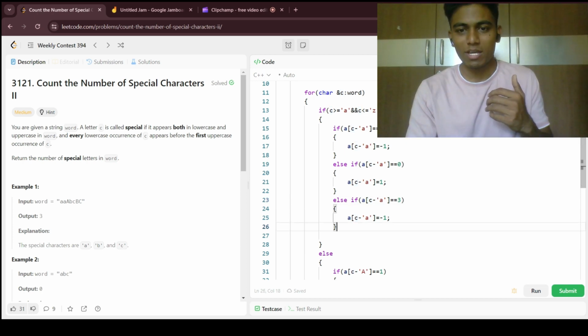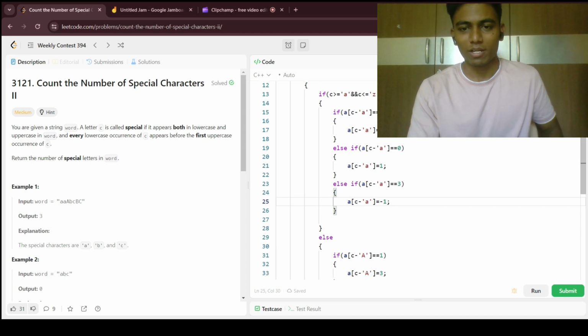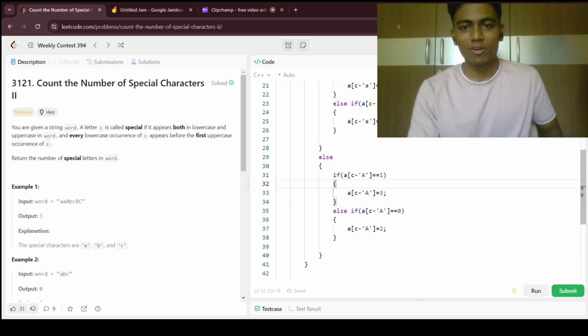And then there can be a scenario where it is a capital letter. If it is a capital letter, we can check if it contains a small letter previously. If it contains a small letter previously, then we are going to take it as both have occurred. So we are going to mark a of c minus a equal to 3. And then if the capital letter has not occurred and the small letter has not occurred, then we are going to mark it as the capital letter has occurred by marking a of c minus a as 2.